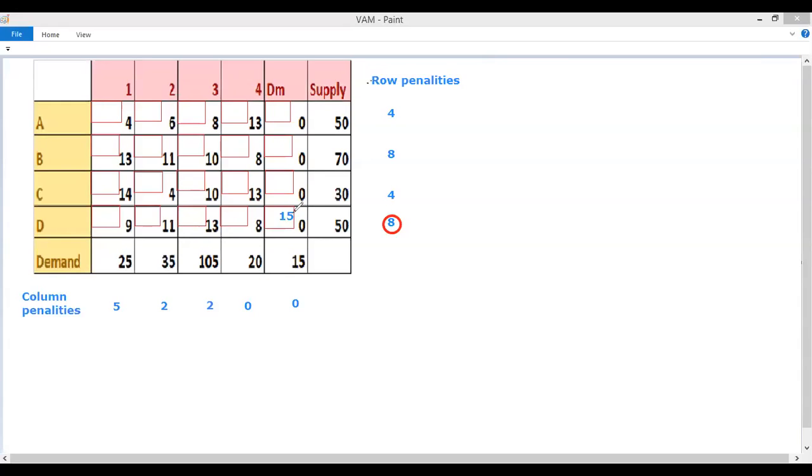Now once you have allocated 15 units of resources, this entire 15 has been met. So this value will become 0, and the remaining will be 50 minus 15, which is 35. Here there is nothing to allocate to these three cells, so strike out these three cells.